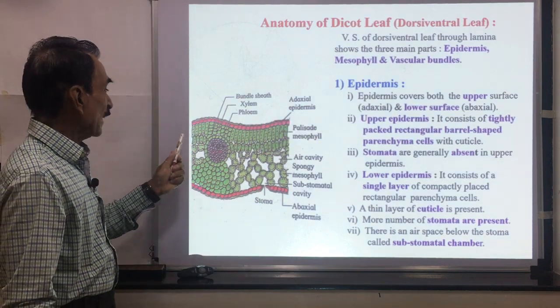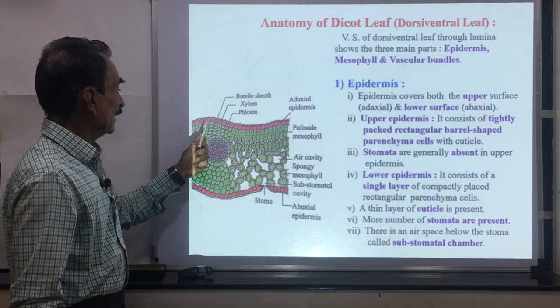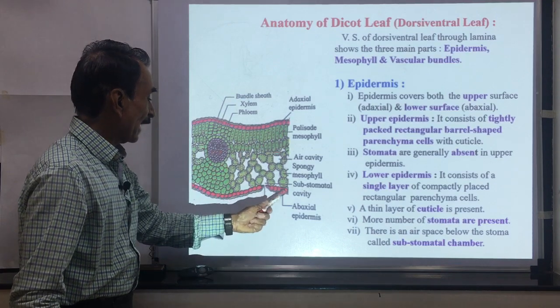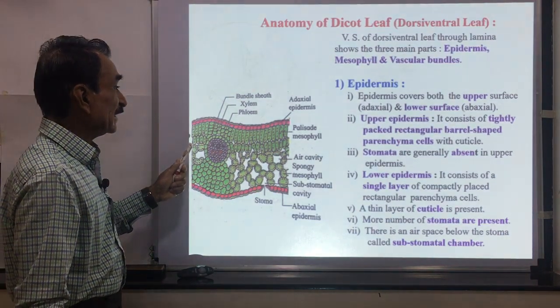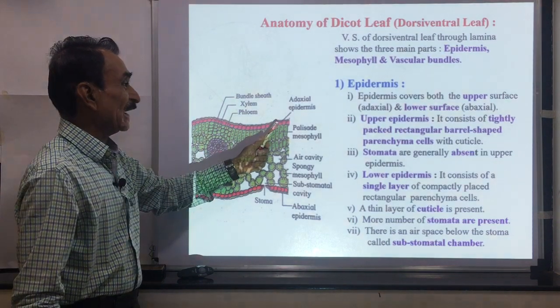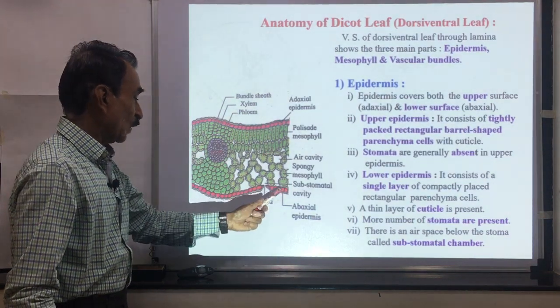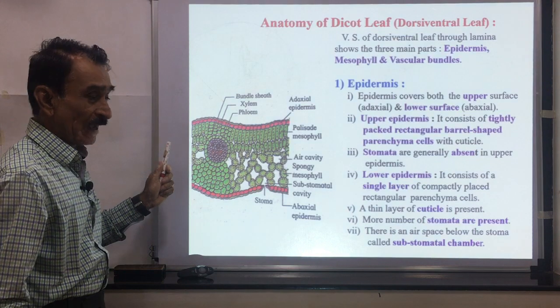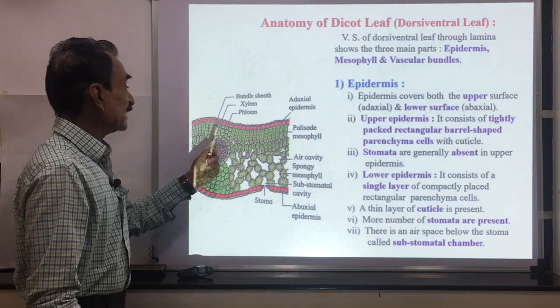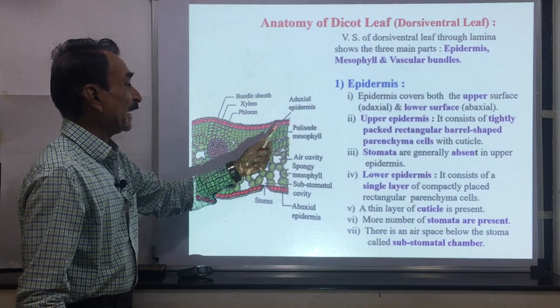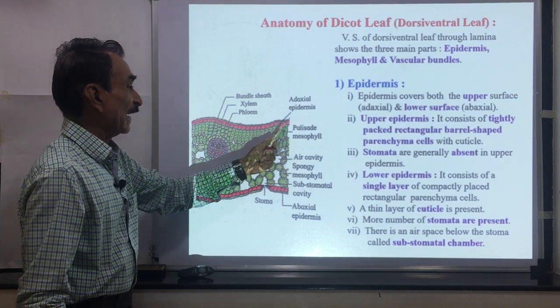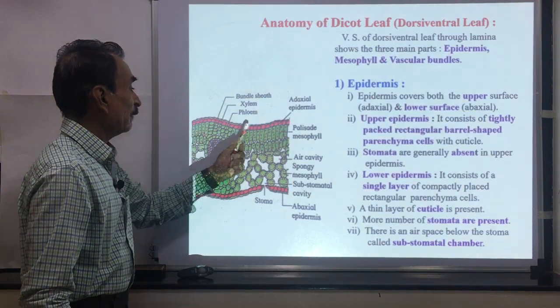This epidermis covers both the surfaces. This is the upper surface and this is the lower surface. Here you can see that the upper surface is called the adaxial surface and the lower surface is called the abaxial surface. This upper epidermis consists of tightly packed epidermal cells which are barrel shaped, and these are parenchymatous.